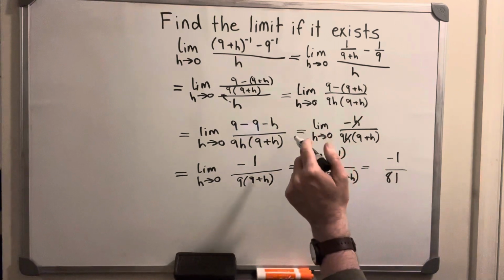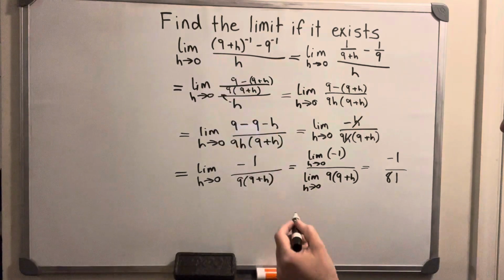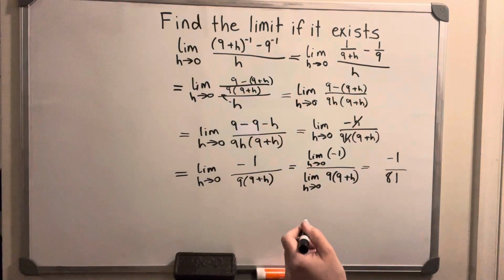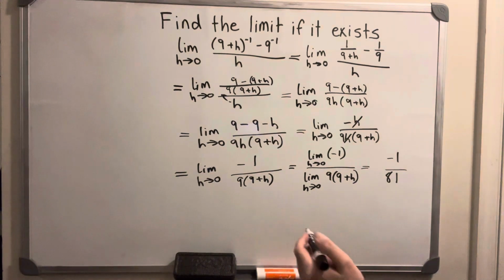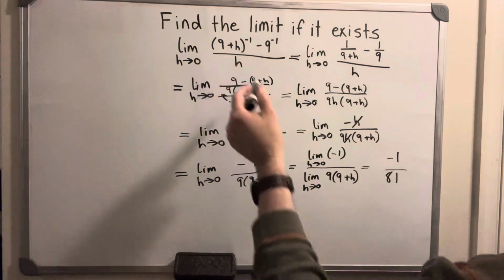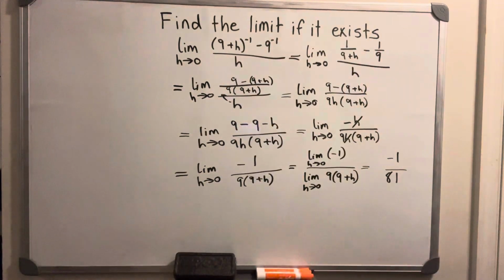I think the most important thing to remember is not to apply the quotient theorem of limits until you have a function whose limit is not 0 in the denominator. That's why we had to do some algebraic manipulations first.